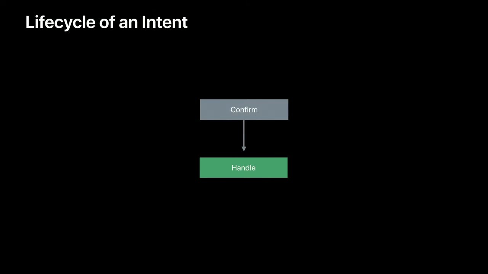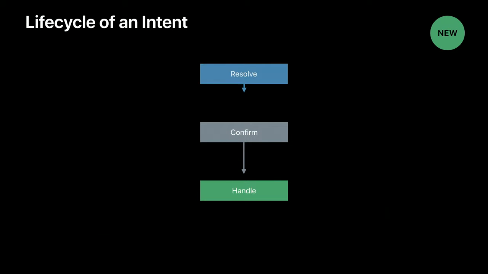In iOS 12, when the user invokes a shortcut through Siri, it goes through two phases. First, confirm, and then handle. This year, we're adding a third phase, which is called resolve, and it should be familiar to you if you've already worked with SiriKit APIs in the past.